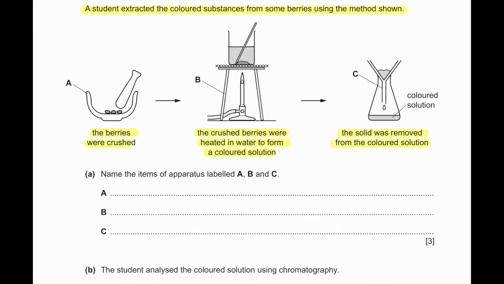The question says name the items of apparatus A, B, C. So for A, we can see it's a mortar and pestle. So we'll just call it mortar because it's labeling towards the mortar. And B, we can see it's a tripod. So we'll name it tripod. And C is actually a filter funnel.